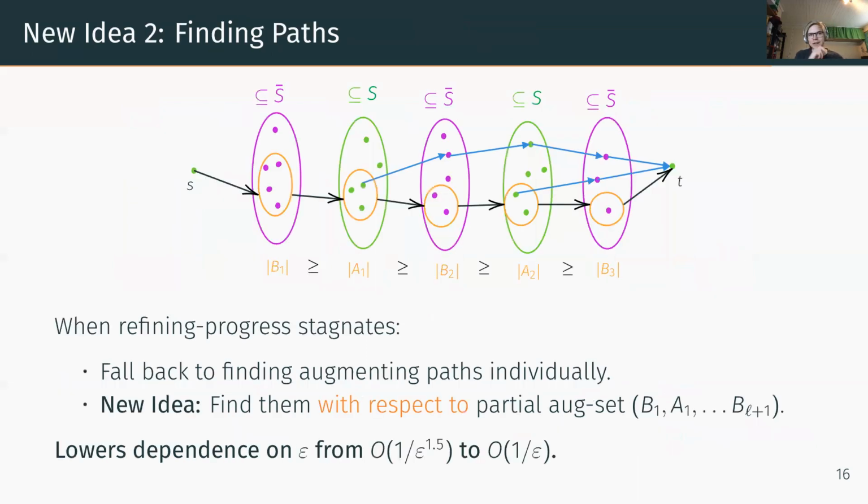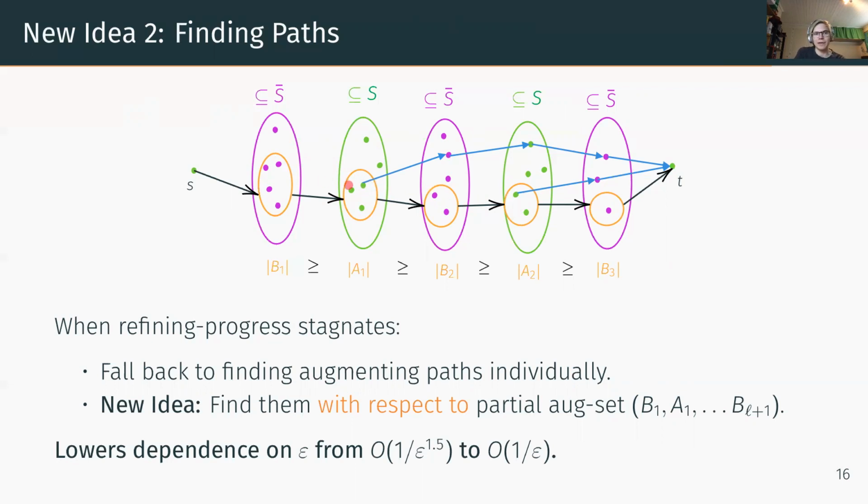Okay, so the second improvement we do is in the second stage of the algorithm. When this refinement progress stagnates, we will, like in the CLSSW algorithm, change to finding augmenting paths one at a time instead. But now, instead of just finding arbitrary augmenting paths, we will work directly on top of these partial augmenting sets, which is outputted by the first stage. So instead of just finding some augmenting paths, we can start these augmenting paths from inside these partial augmenting sets.